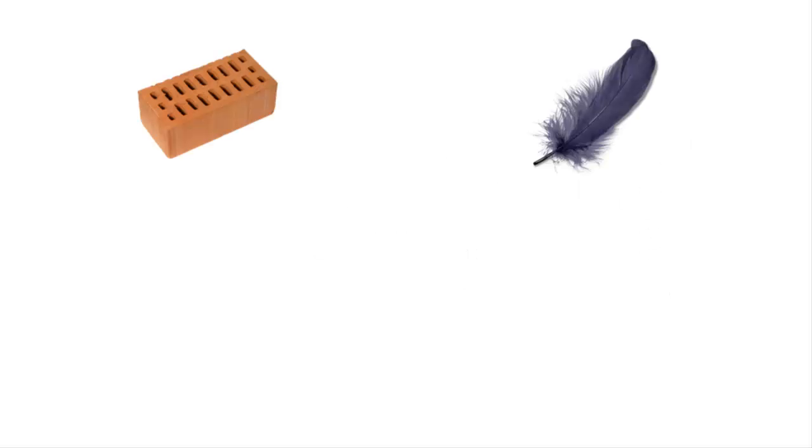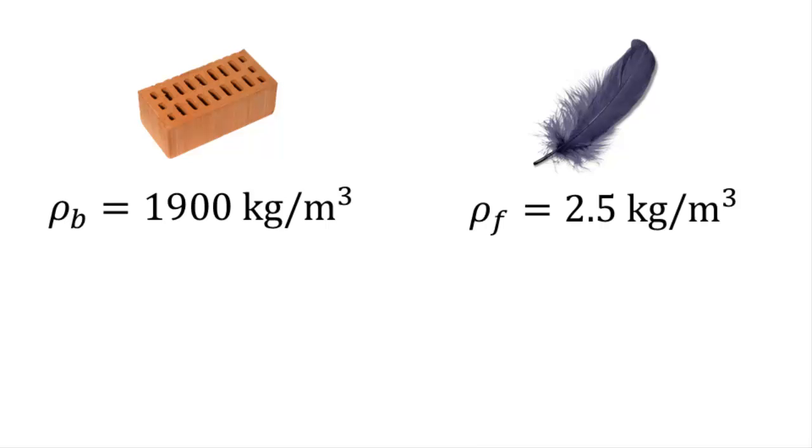Let's go back to the brick and feather problem and apply the concept of density to it. The density of common red brick is about 1,900 kilograms per meter cubed, while the density of feathers varies depending on the type of feather, but it's in the order of about 2.5 kilograms per meter cubed. So let's use this value. Now let's work out how much volume 1 kilogram of each take up.